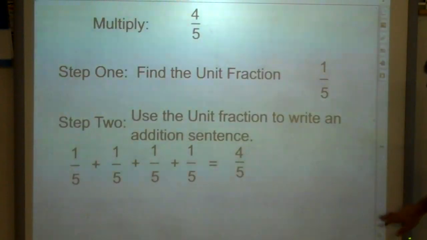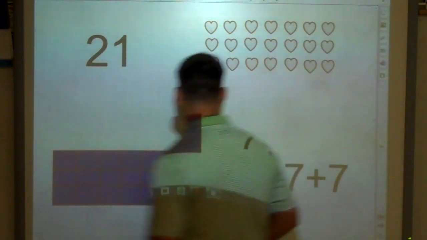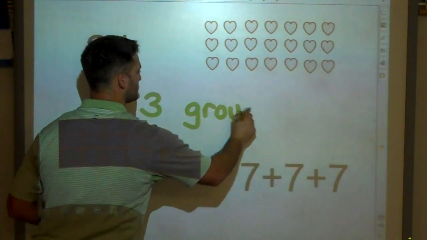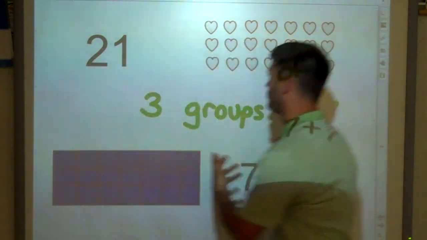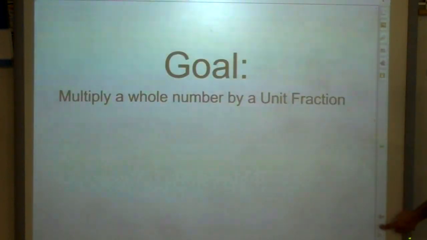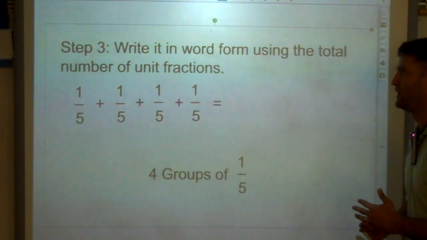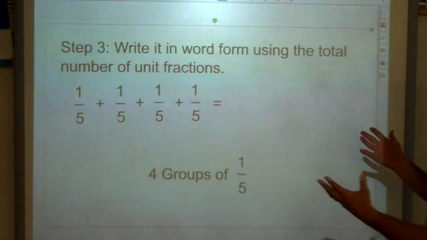So if we were to go all the way back to our first problem here, 3 times 7, I could have written it in word form as 3 groups of 7. That is word form multiplying 3 times 7. We could have looked at it as 3 groups of 7. So now that we're on step 3, we want to write it in word form using the total number of unit fractions. So in 3 groups of 7, we got the 3 because there were 3 times 7.